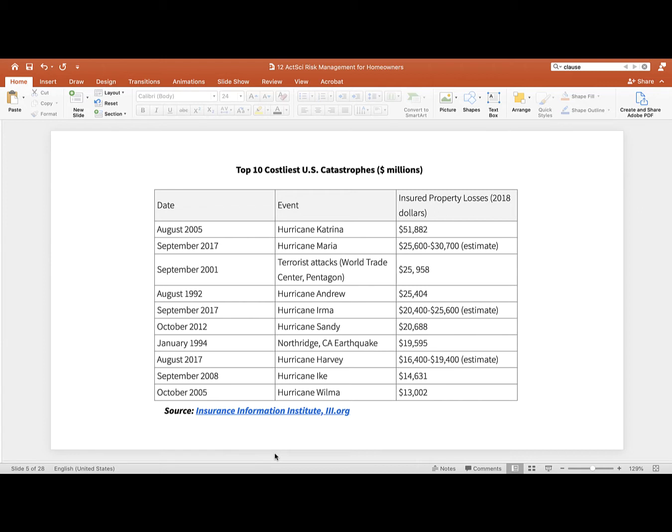The costliest insured catastrophe we mentioned earlier in U.S. history, and as I said, world history, is Hurricane Katrina, 2005, at about $52 billion. That's the estimate for it.